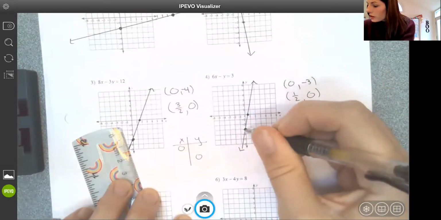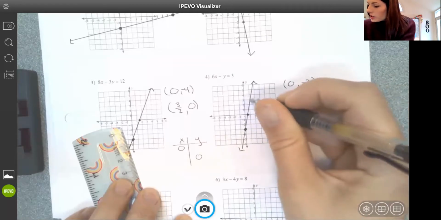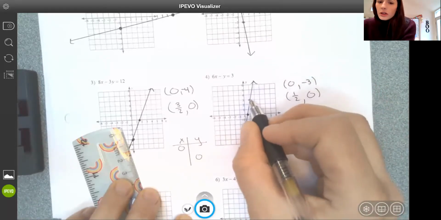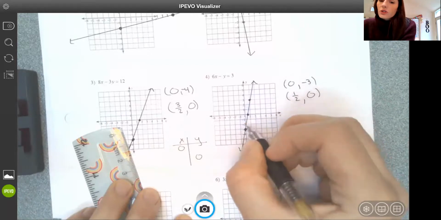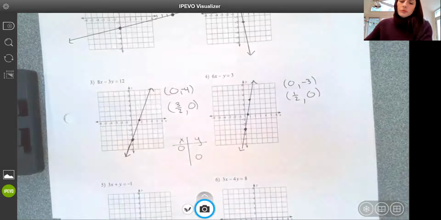So let's just see how accurate we were. I'm off a little bit. So 0, -3, if I had gone 6/1, I'm not bad. Then I would have hit this point instead. But again, slope's just finding a different second point that's on that same line.